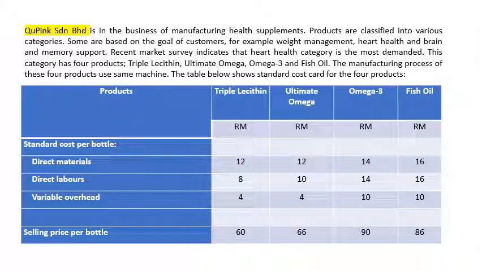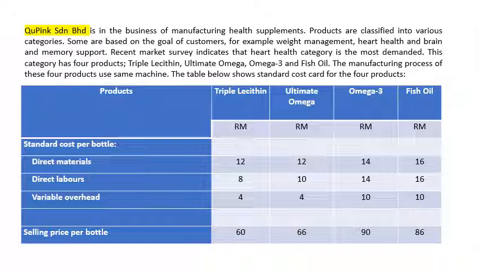Okay, now we will discuss the second question under short-term decision making, when we have issues regarding limiting factor. Kuping Sdn is in the business of manufacturing health supplement products. Products are classified into various categories. Some are based on the goal of the customer, for example, weight management, heart health, and brain and memory support.